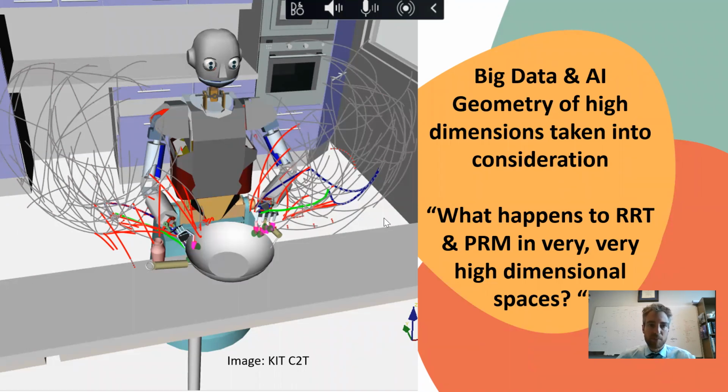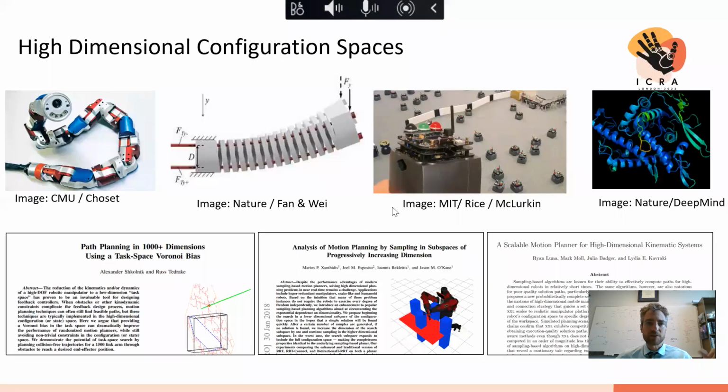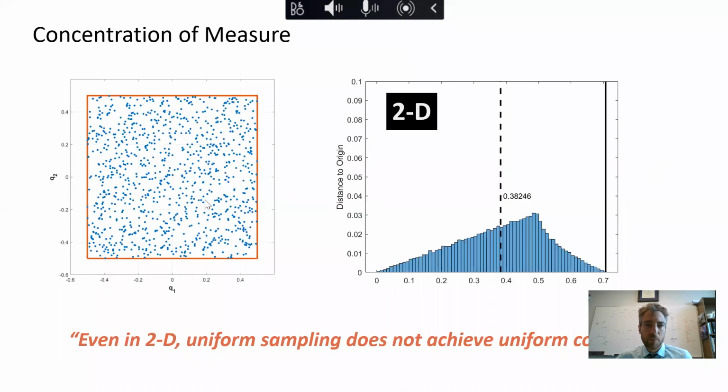And one example might be planning for a humanoid task like this one. You can easily imagine there's 40 or more degrees of freedom here. Other examples of high dimensional spaces could include redundant manipulators, continuum or soft robotics, large swarms, and some techniques from motion planning that have been applied to the complicated protein folding problem. So the part of this I really want to focus on is sampling.